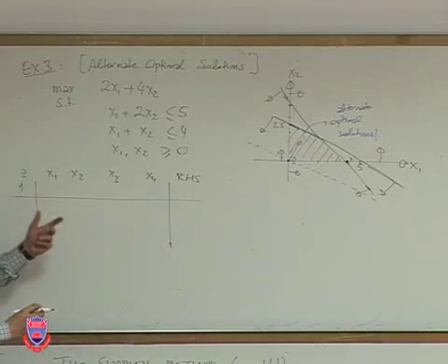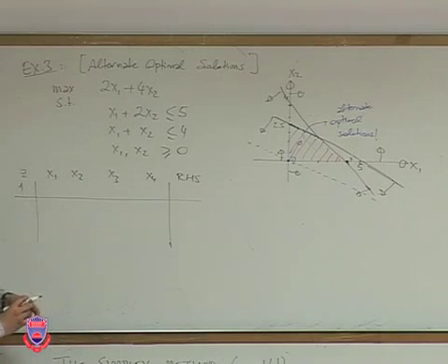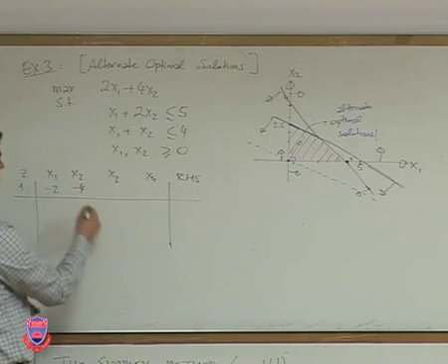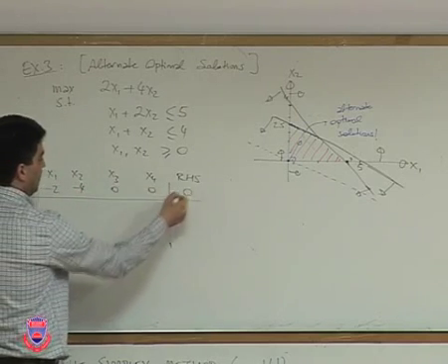Well, it's minus 2, right? So, you said z equals 2x1 plus 4x2. Then you put everything on the other side. So you have minus 2, minus 4. Please be careful about that. 0, 0. Right-hand side is 0.